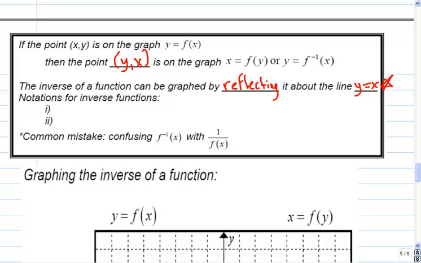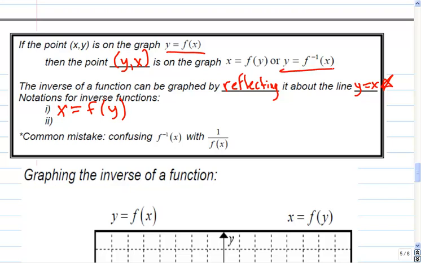So the notations that you're going to see, the first notation comes from switching x and y. Normally you're used to seeing y equals f of x. Now you're going to look at it as x equals f of y. The flipped version, so when you see the coordinates flipped, you think inverse. Okay? The other one is the tricky one.